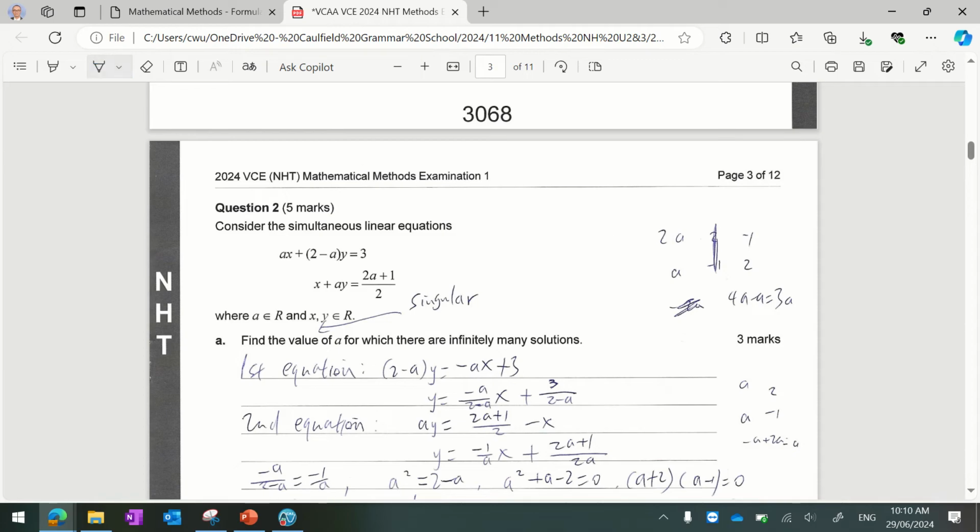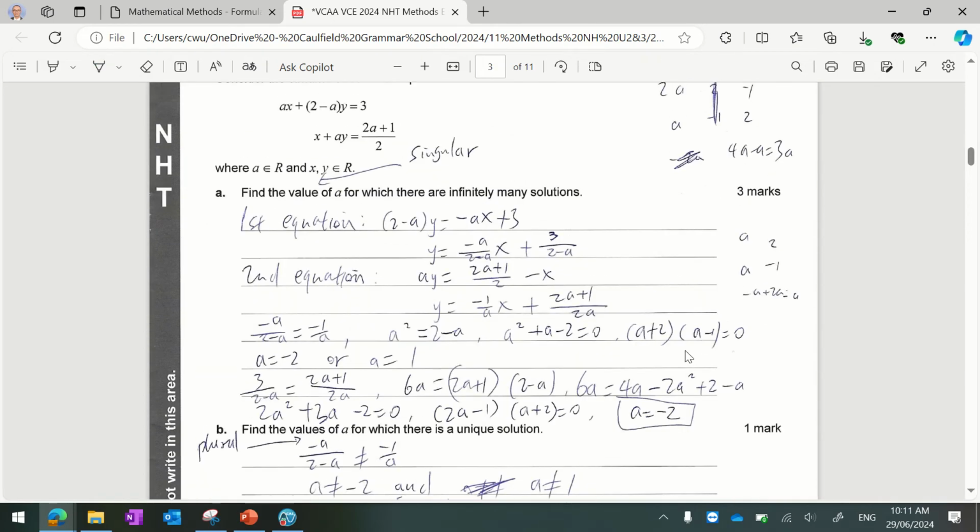With that in mind, we can do some work. First thing I did was equate the gradients, because that's how you make two lines the same line. So the gradients are the same, and then I get two answers for a: a is -2 and a is 1. My working out is here. It's a quadratic, and I use the cross method to solve the quadratic.